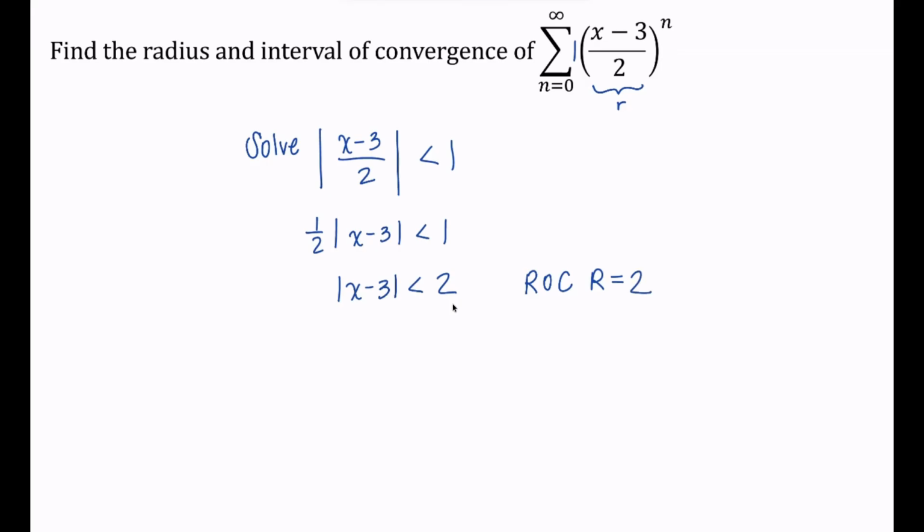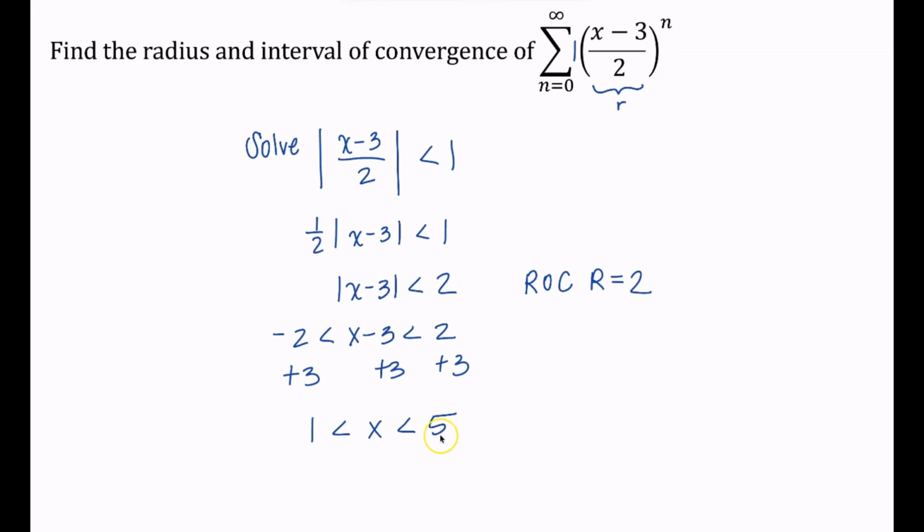But now, because this is geometric, I can finish out the problem and find the full interval of convergence. So I'm going to go ahead and create a three-part inequality here to drop the absolute value bars. So we know negative 2 is less than x minus 3 is less than 2. And then we'll add 3 to all three parts of the inequality. And we'll get 1 is less than x is less than 5. So this is my full interval of convergence.